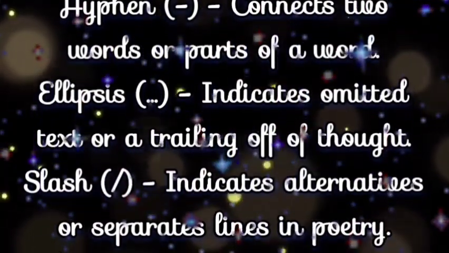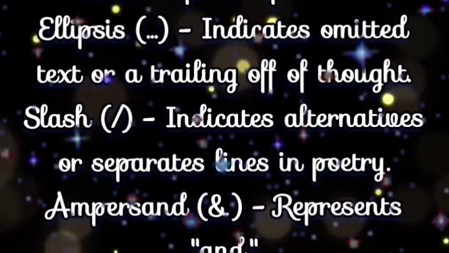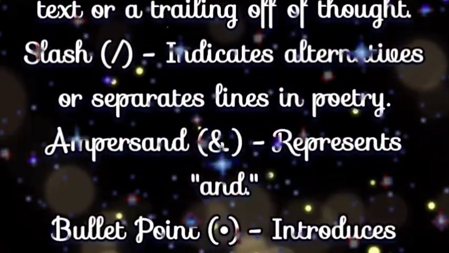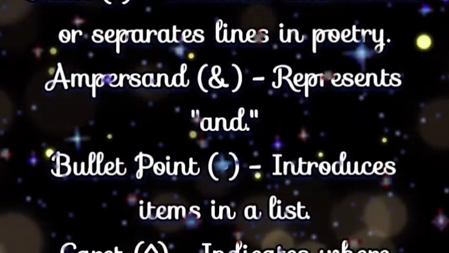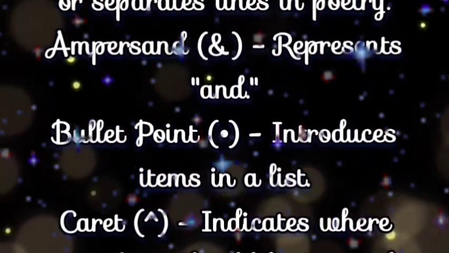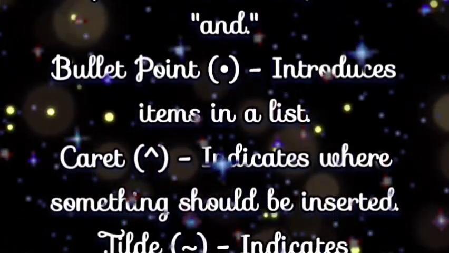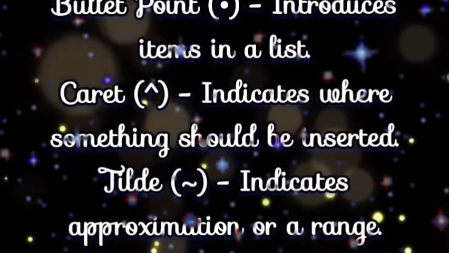Slash indicates alternatives or a line break in poetry. Ampersand represents and. Bullet point introduces items in a list. Caret indicates where something should be inserted.